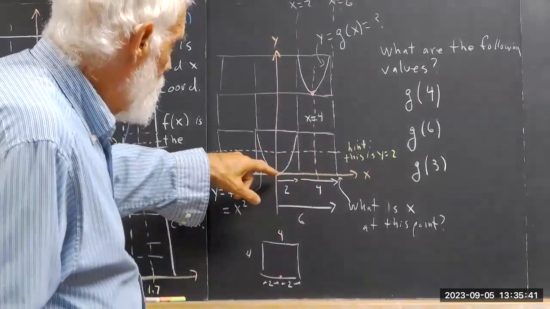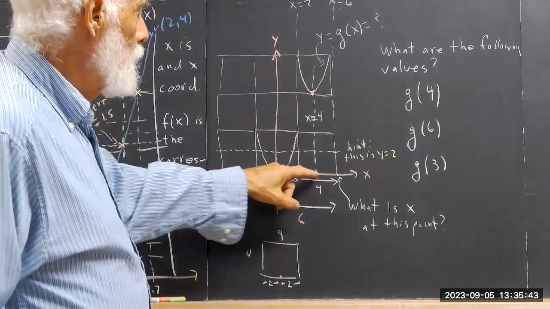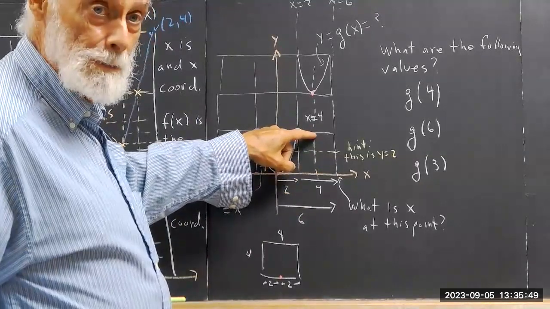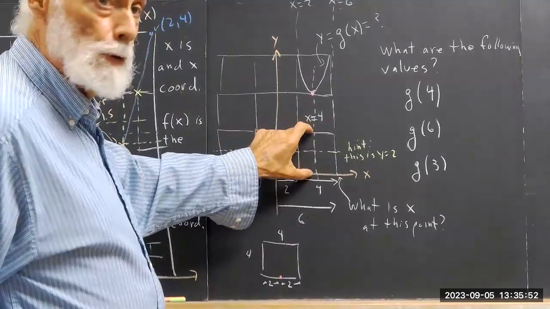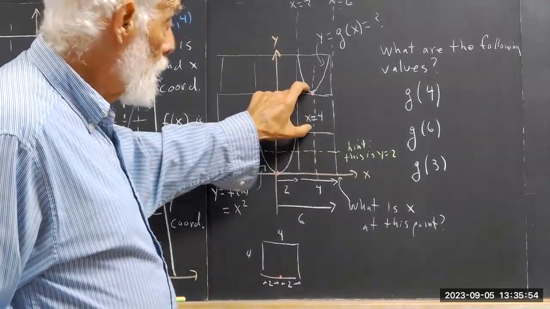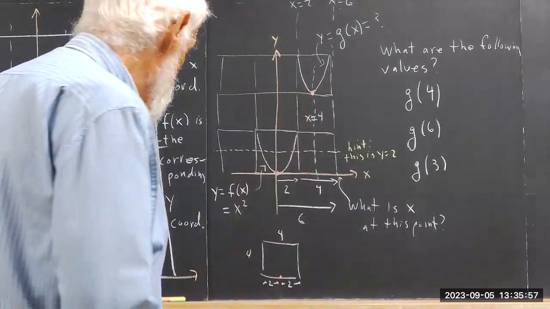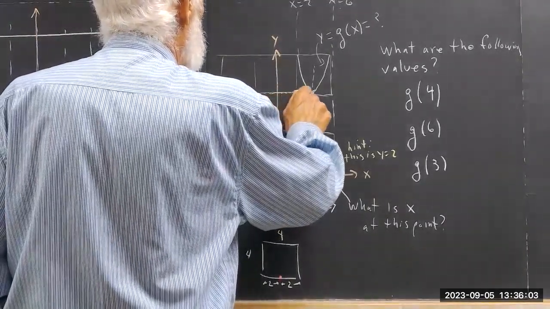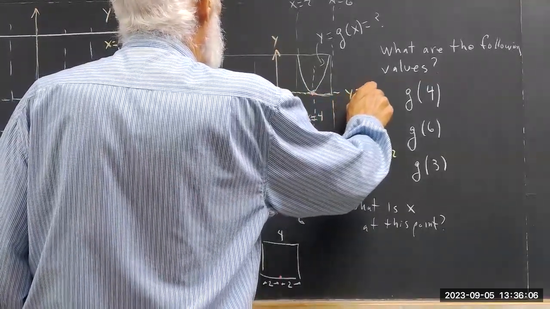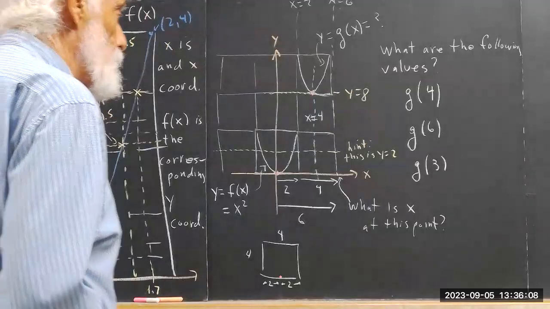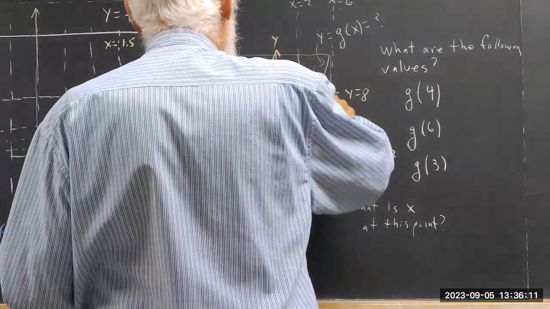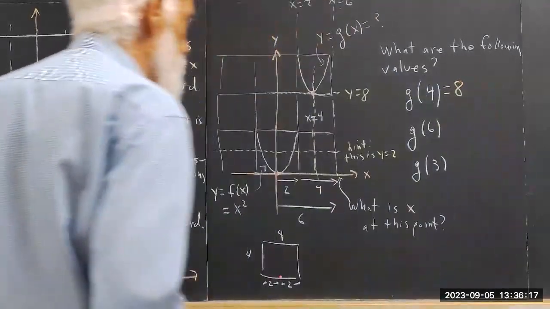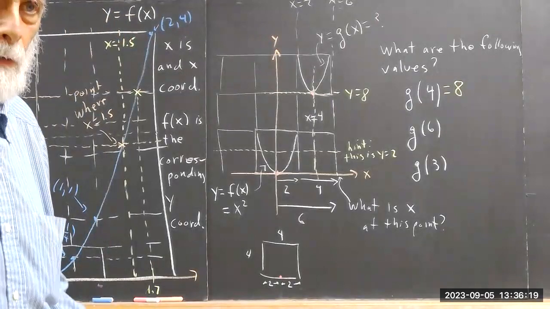But yeah, from here to here, you have to go over 4 units. Then you've got to go, well, it's 4 units up to here, isn't it? Because each square is 4 units, right? And 4 more units here, that's 8. So we get y equals 8 when x equals 4. So g of 4 equals 8.